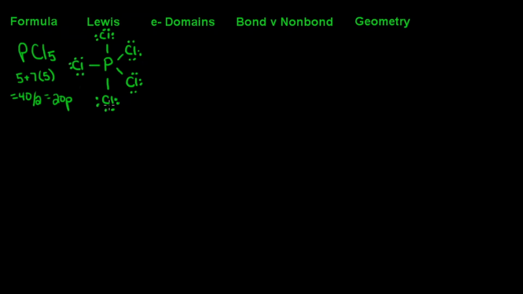Beautiful. All right, so when we're talking about domains, how many domains do I have around this phosphorus? 1, 2, 3, 4, 5 domains. Oh, wrong color. 5 domains, and all 5 of them are bonded. Now, to draw the geometry, I might do different colors for axial versus equatorial. Maybe that'll help you see it. Let's do my axial in blue. That'll be fun. Chlorine.